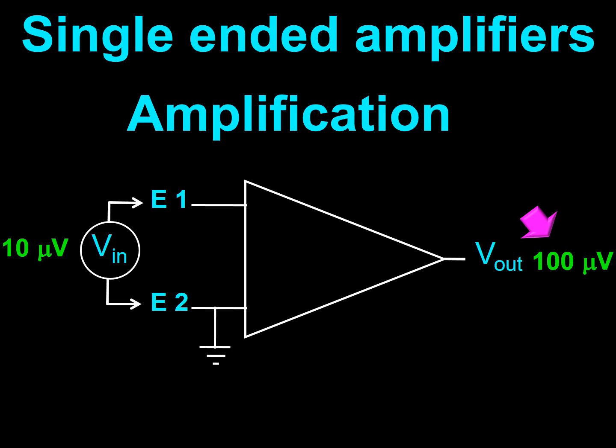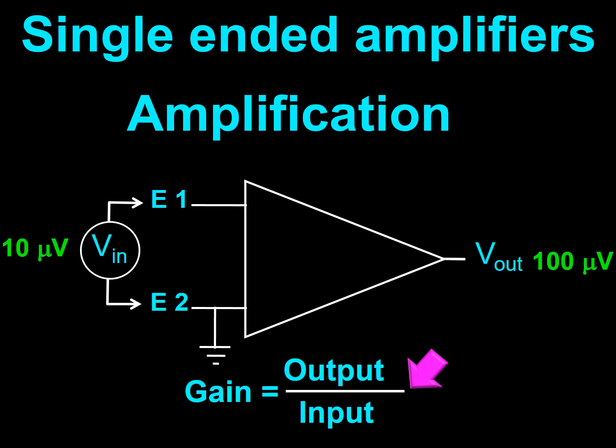In this new frame, the arrow points to 100 microvolts. It indicates that 100 microvolts are coming out of the amplifier. Amplification is a function of the gain of an amplifier. Gain is a ratio of the output voltage divided by the input voltage.